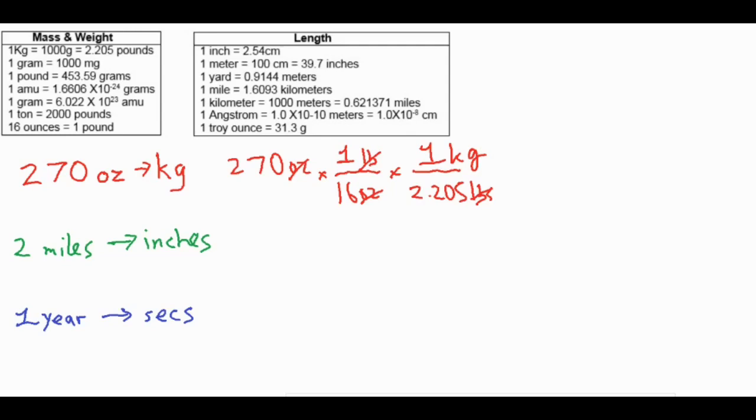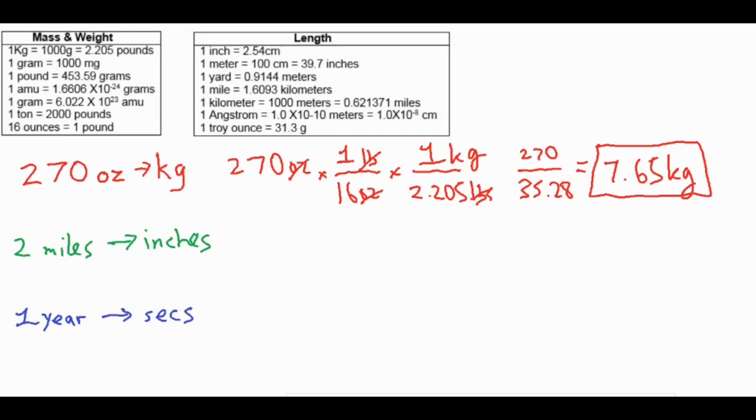I would just follow this idea: I take everything in my numerator up top and multiply it all the way across. So 270 times 1 is pretty easy. That comes out to 270. And then I'm going to multiply everything across in the bottom. So I'm going to take 16 times 2.205, and that's going to give me about 35.28. And then I'm going to divide these two, and that's going to give me my answer, which is 7.65 kilograms.